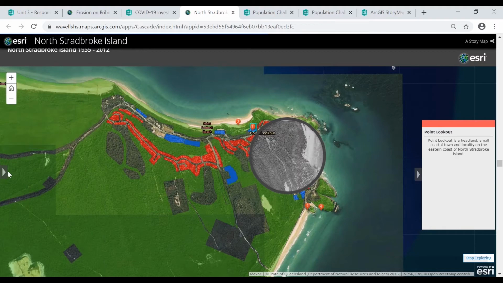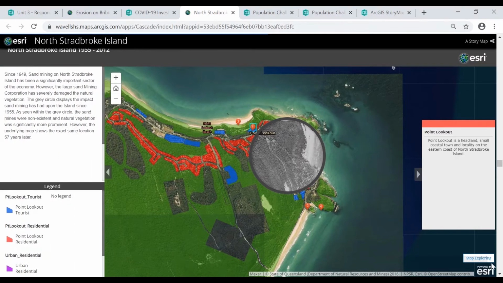I can zoom out and zoom in. Hopefully this will come into the new story map. I still recommend having a look at the old story map for some of the really neat things you can do with it. That's probably one of my favorites.